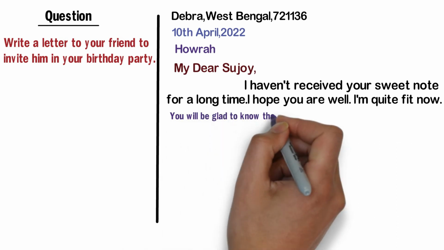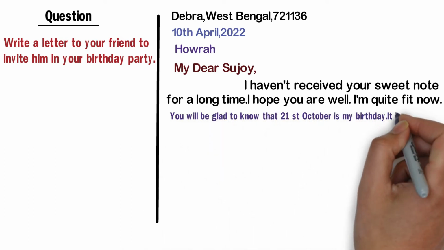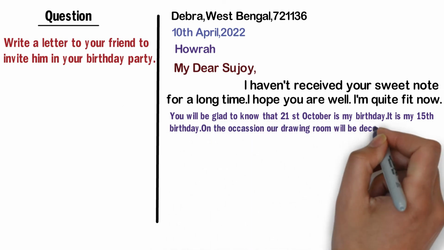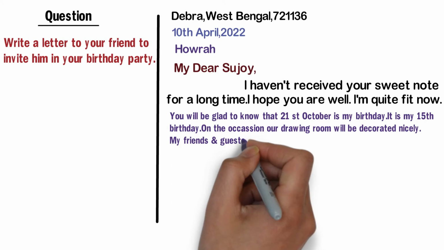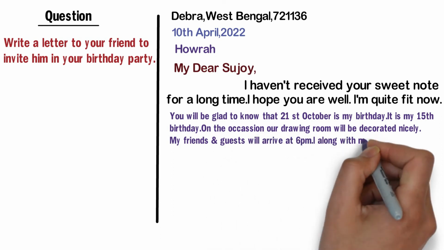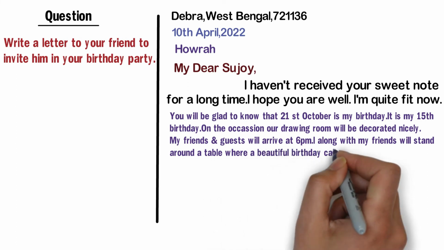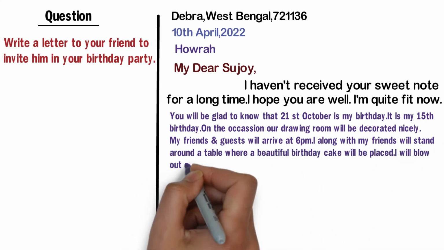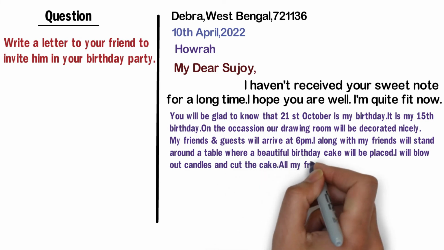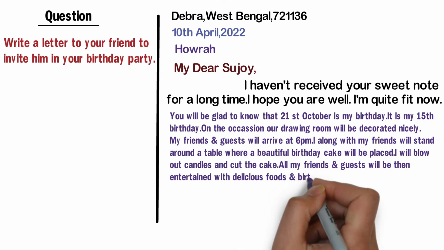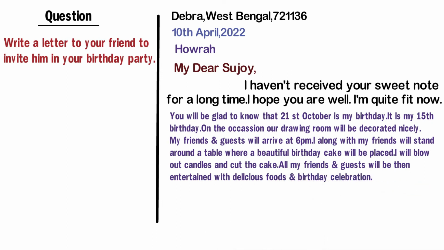You will be glad to know that 21st October is my birthday. It is my 15th birthday. On the occasion, our drawing room will be decorated nicely. My friends and guests will arrive at 6 p.m. I, along with my friends, will stand around a table where a beautiful birthday cake will be placed. I will blow out candles and cut the cake. All my friends and guests will then be entertained with delicious food and birthday cake. This is the second paragraph.